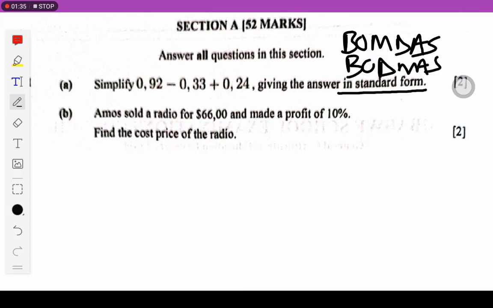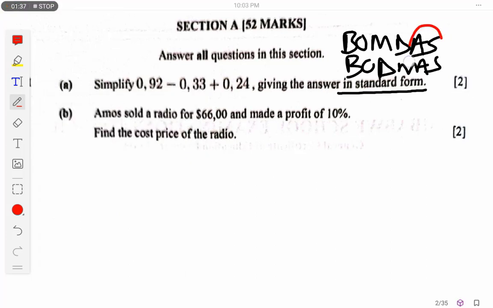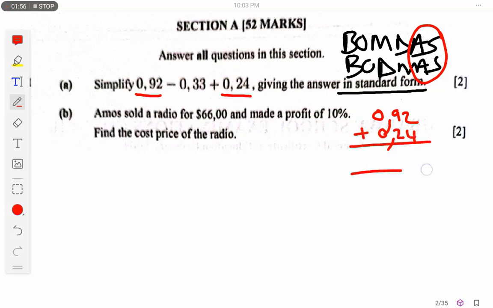You find out when we are looking at addition and subtraction, you start with addition and then you end with subtraction. So we are going to add 0.92 and 0.24. If I add, I get 2 plus 4, that's a 6. 9 plus 2, that's 11, which is 1, carry 1. 0 plus 0, that's 0. Then plus this one, I'll get 1.16.